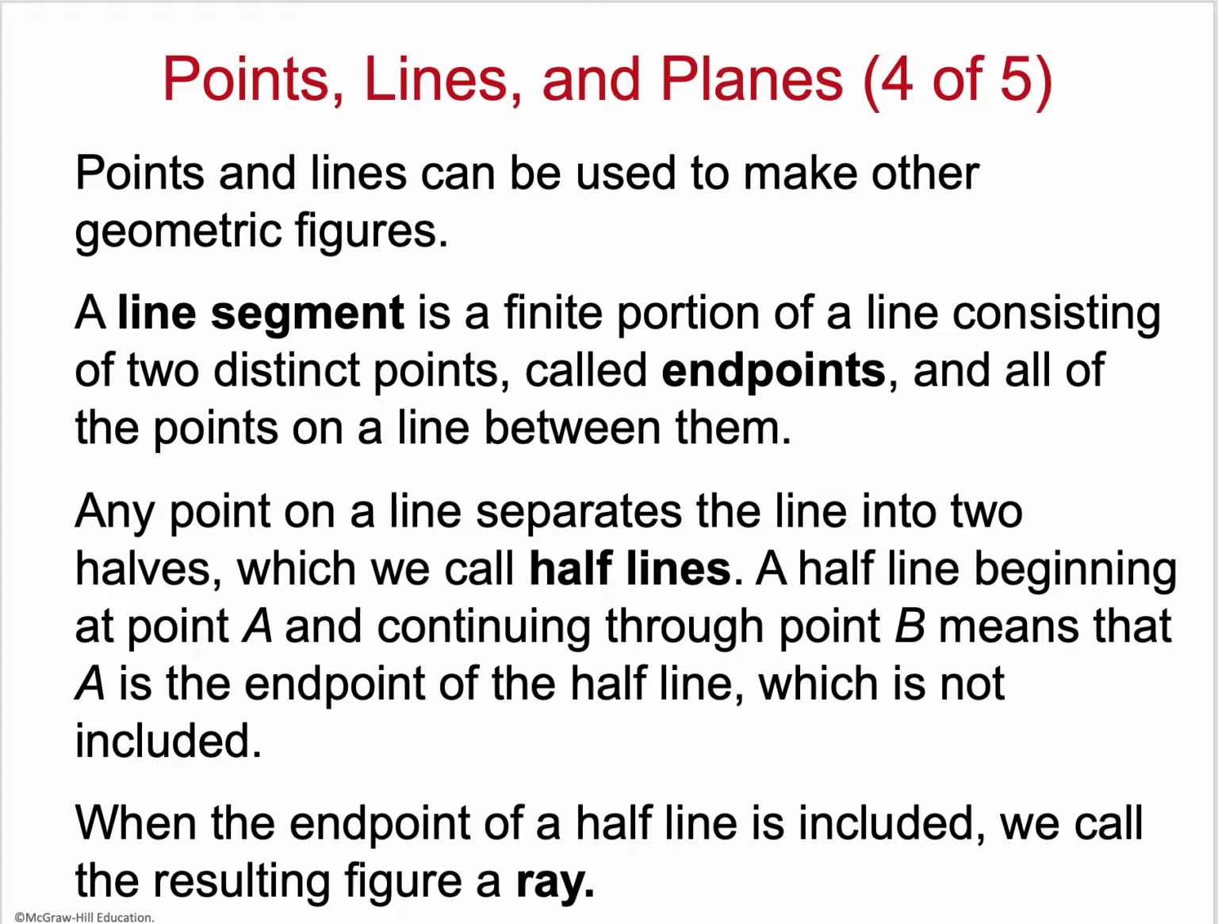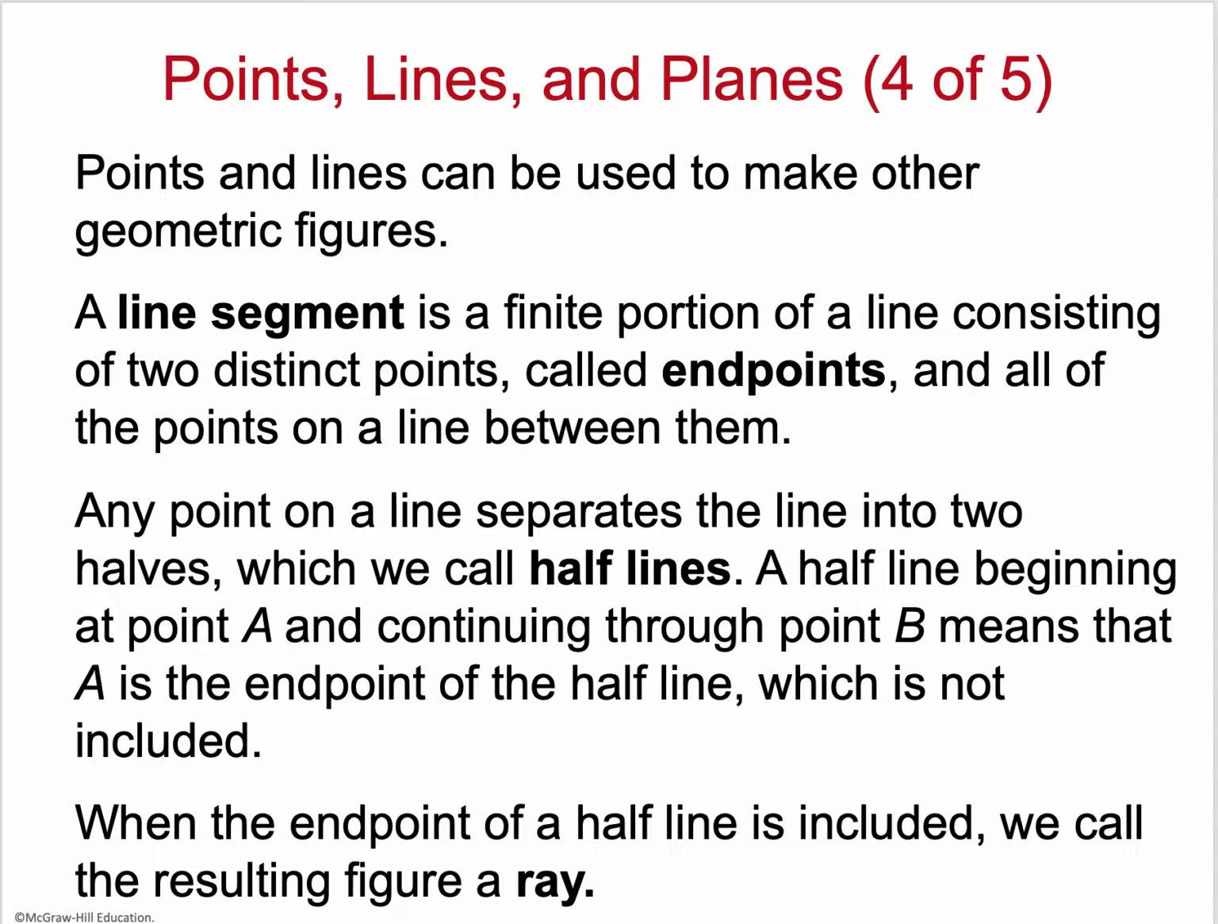A line segment is what we're more familiar with. A line segment is finite. It has a start and it has a stop, and it has endpoints at either end. A line segment includes an infinite number of points because there's 1,000,001 different ways to draw points on that segment.